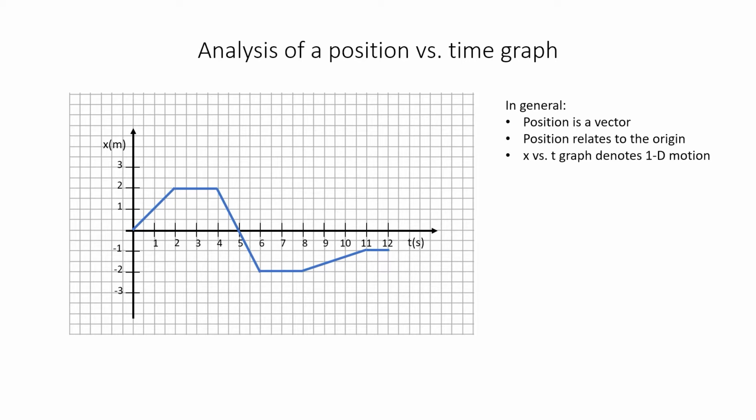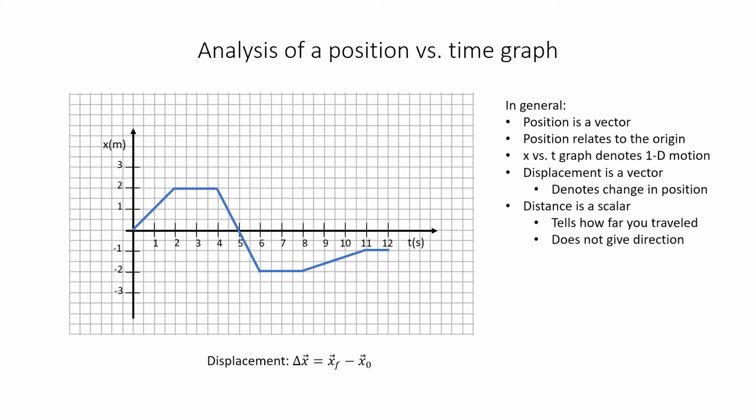Remember that, in general, position is a vector that relates to the origin. Here we're graphing x versus t, which just denotes one-dimensional motion. Displacement is a vector that denotes change in position. Distance is just the scalar that tells how far you traveled without giving direction.